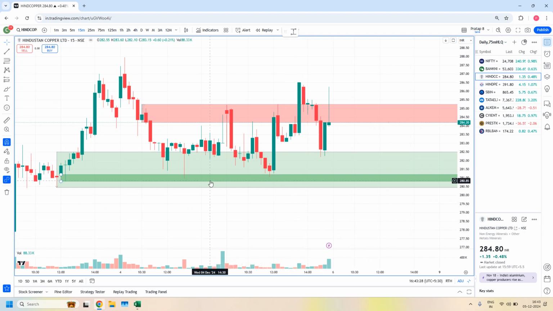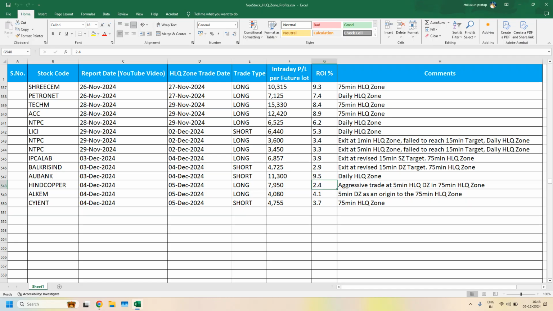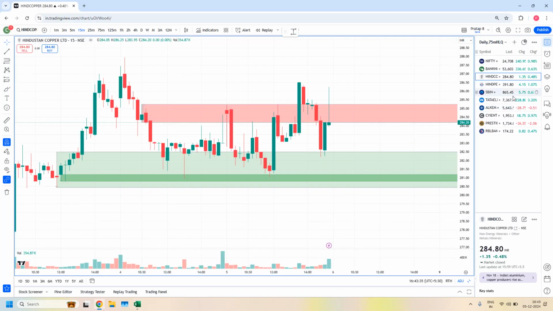Okay, this is about the first trade, Hindustan Copper. The next one is Alkem. This is a newly added stock in recent time.